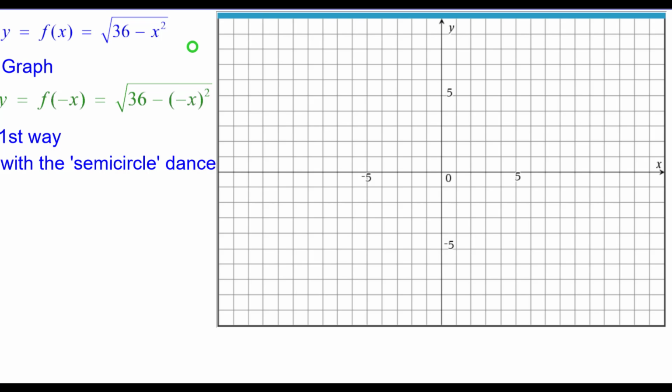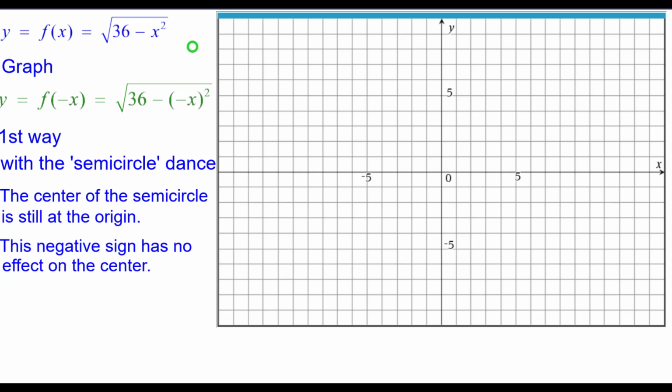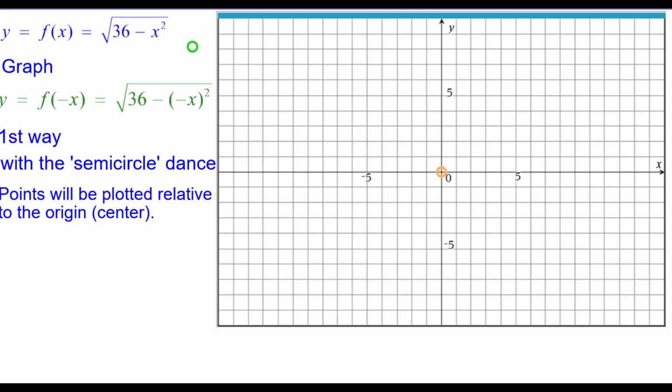The first way is with the semicircle dance. The center of the semicircle is still at the origin because the negative sign has no effect on the center. Points will be plotted relative to this origin or to this center.